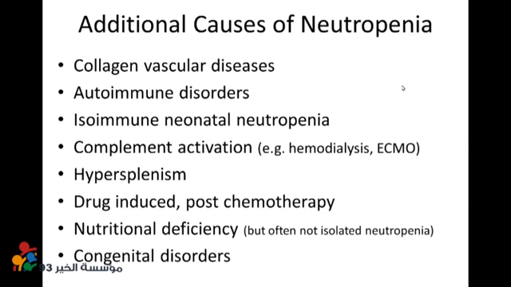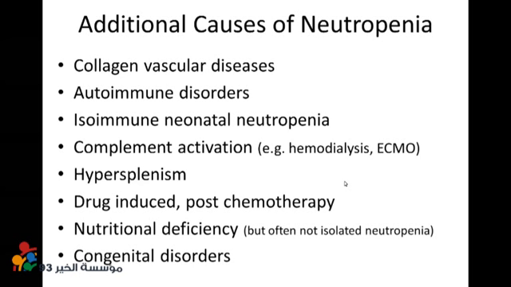So additional causes we need to keep in mind are collagen vascular disease, autoimmune disorders, and isoimmune neonatal neutropenia. This is where the mother would have the immunoglobulin IgG that crosses the placenta to the patient and causes the immune neutropenia. This could also be caused by complement activation, in patients who are in renal failure and go through hemodialysis or ECMO. As I pointed out, hypersplenism, drug-induced or post-chemotherapy, and I have mentioned some of the potential drugs already. Obviously, nutritional deficiency, but often this is not isolated, and we'll talk more about this in a second.